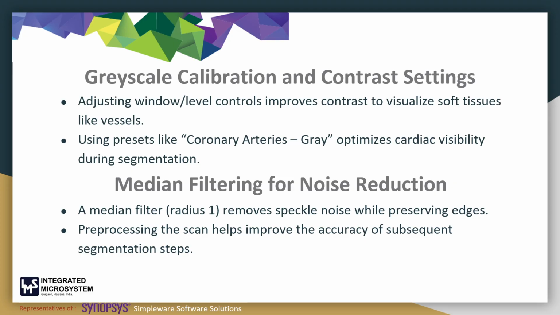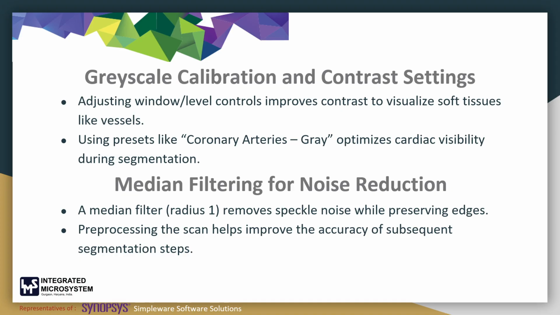Next, coming to grayscale calibration and contrast settings. So once the image data is loaded and views are configured, the next essential step is calibrating the grayscale and adjusting the contrast settings. These adjustments significantly improve the visibility of soft tissues such as arteries, myocardium, and heart chambers. Simpleware provides a flexible windowing tool to enhance image contrast, adjusting the window, which refers to modifying the range of Hounsfield units.